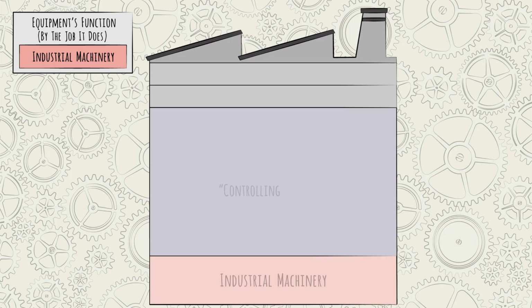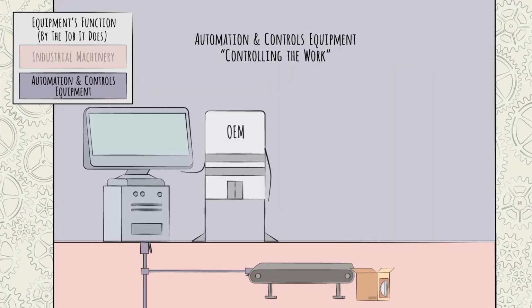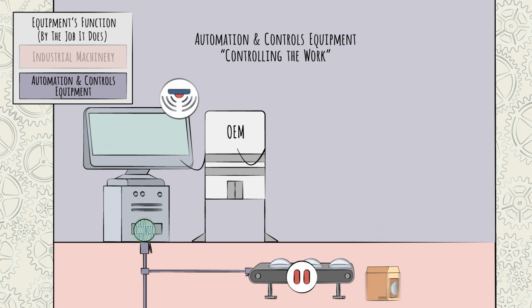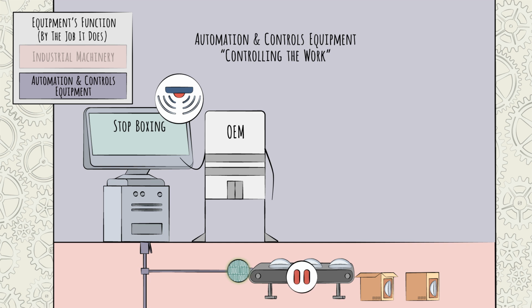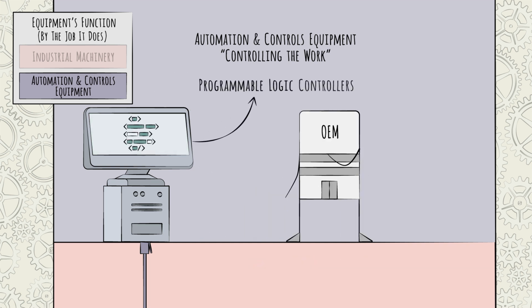The next job is controlling the work, aka controlling the machines. This is done by automation and controls equipment. At the core of this group are small, dedicated industrial computers, found on the factory floor or in a control room. They receive signals from the machines and sensors, say a signal that the box is full, and send back commands, say stop boxing, start the conveyor. These devices are called programmable logic controllers, or PLCs.